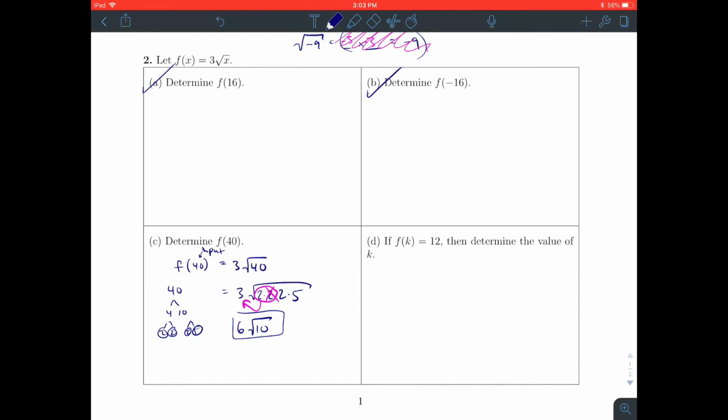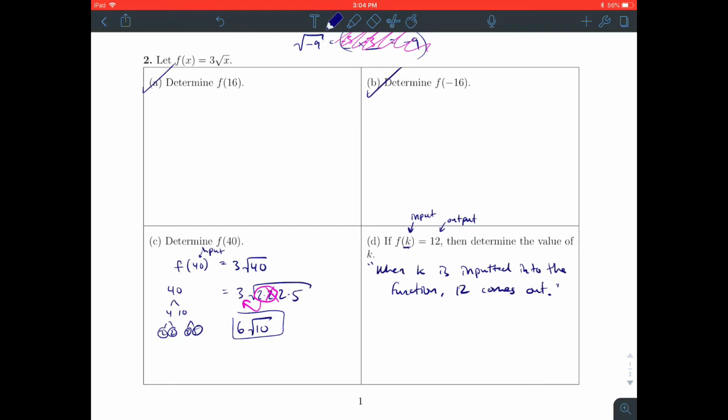If f of k is equal to 12, then determine the value of k. So this is one where k is the input, and 12 is the output. And so probably the best way to read this, just because we haven't seen one in a while, would be: when k is inputted into the function, 12 comes out.